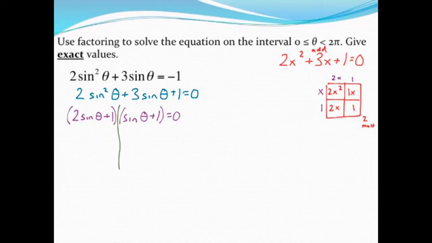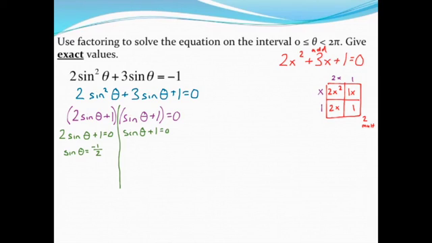And so now, since I have two things being multiplied together to equal 0, what I know is that either this is equal to 0, so 2 sine theta plus 1 is equal to 0, which I'll solve in just a moment, or sine of theta plus 1 is equal to 0. Okay, and so there's the two equations I want to solve, with really nothing different than what we've done earlier. And so getting sine of theta by itself, I'd subtract 1 and divide by 2. I'm going to do that all together and just say that the sine of theta is equal to negative 1/2.